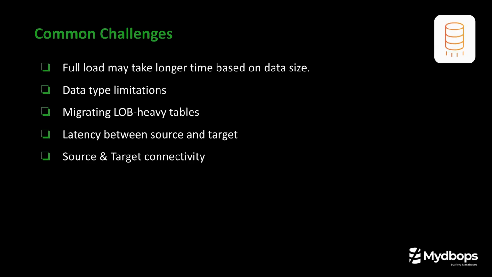Especially in a heterogeneous migration, we have data type limitations because some source data types are not supported on the target database, which can lead to data type conversion issues. And migrating large LOB columns to the target server makes it slower because of the size of the data. This needs some special handling, and we need proper LOB sizes.